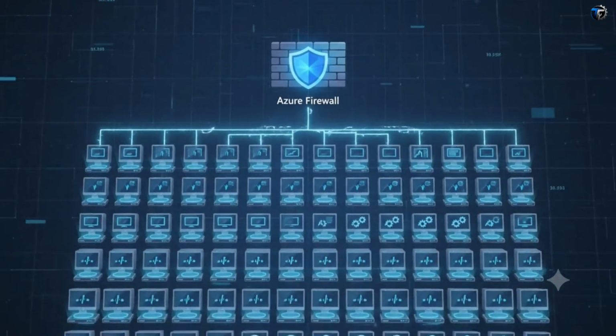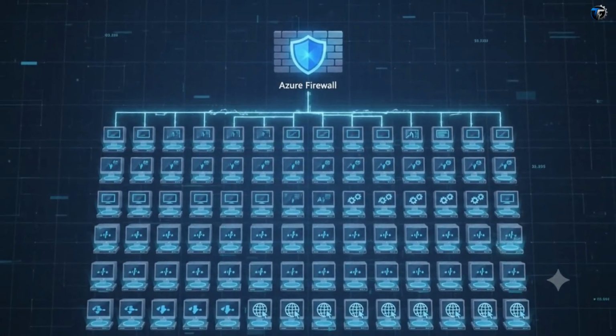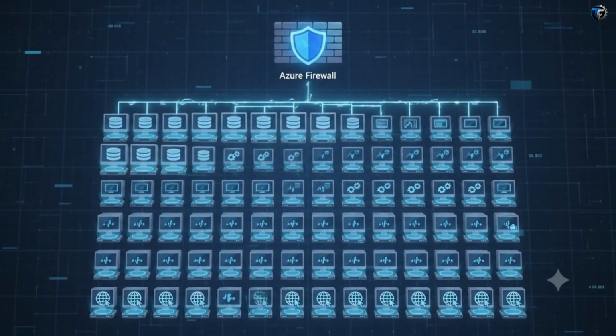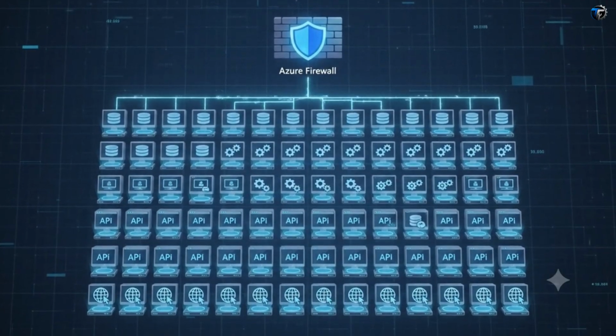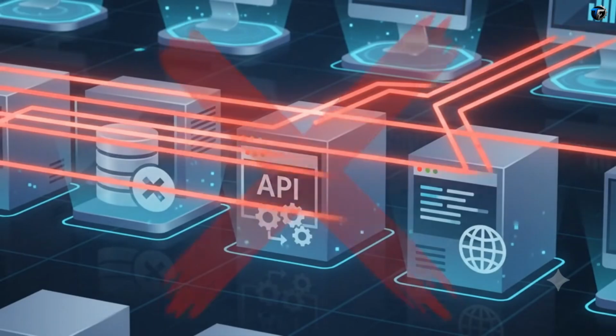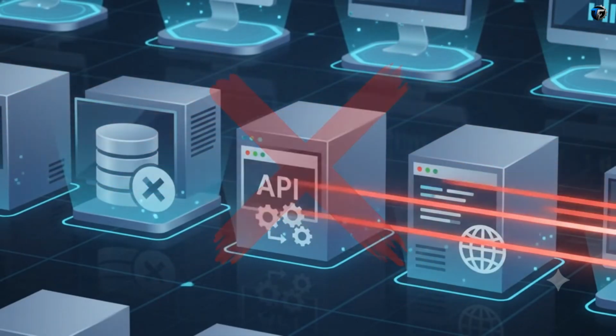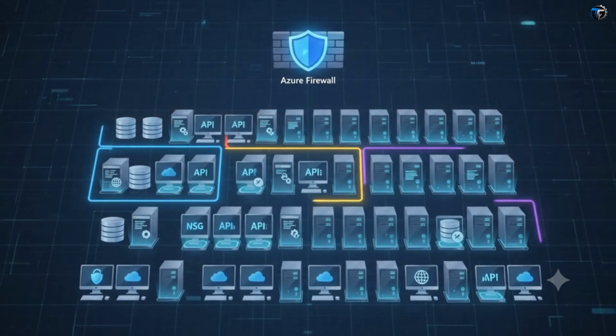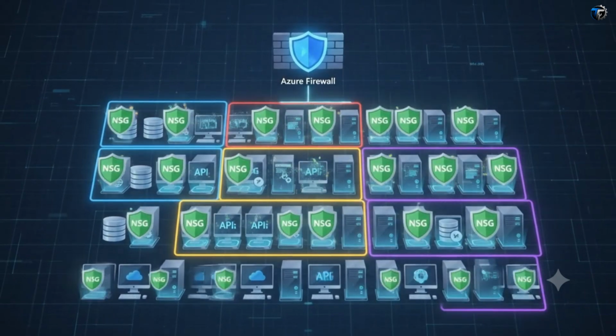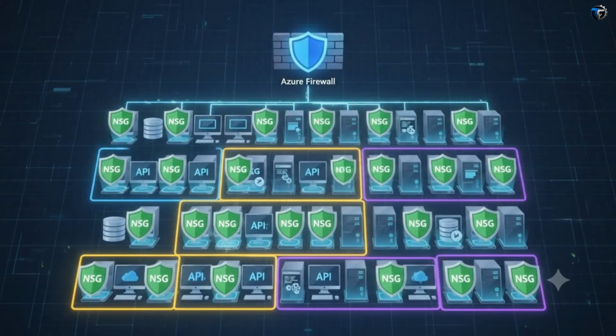Imagine your company has hundreds of virtual machines. Some host databases. Some host APIs. Some host web servers. Should every server follow the same network rules? Definitely not. Each workload needs its own security rules. That's exactly where NSGs come in.